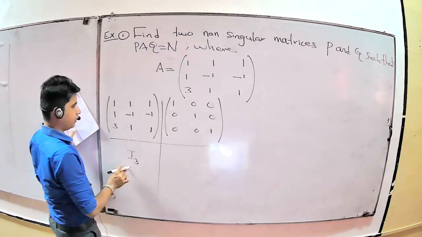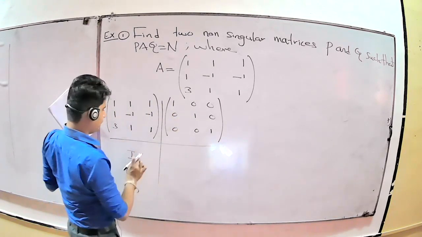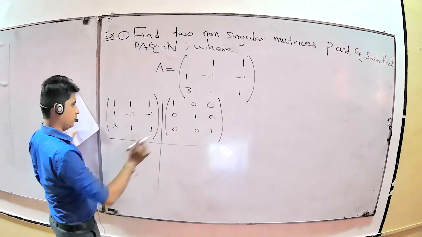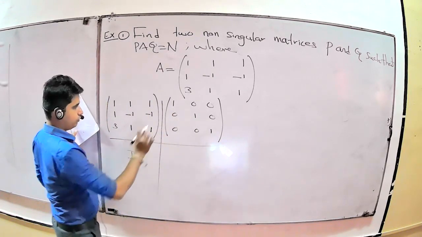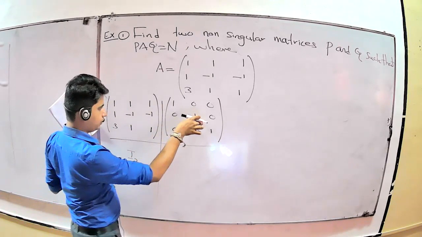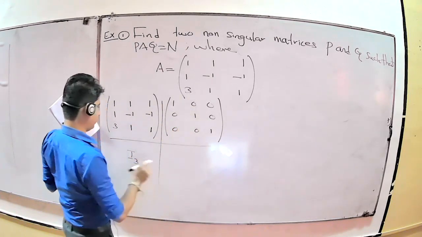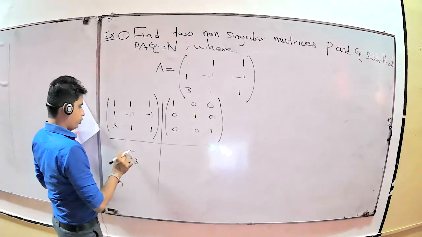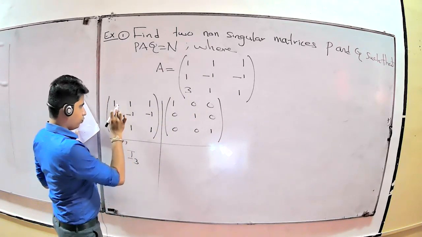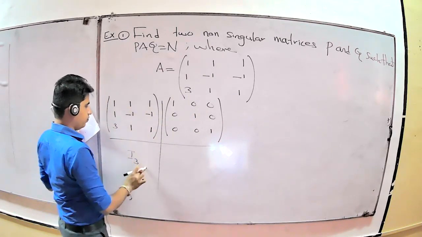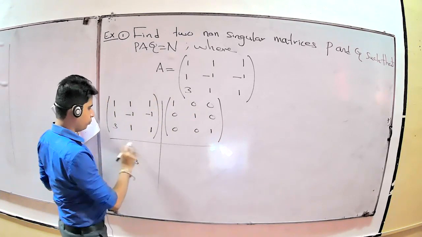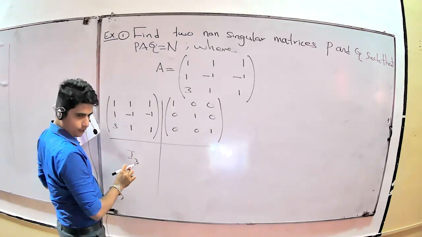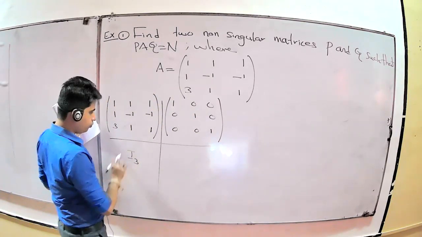Here also I3, but first we do the row operation. Therefore I put this matrix as I3, because first we do the row operation, then we can do the column operation. Here the number of columns equals 3, therefore I3. Suppose the number of columns is 4, then you put I4. Understand?